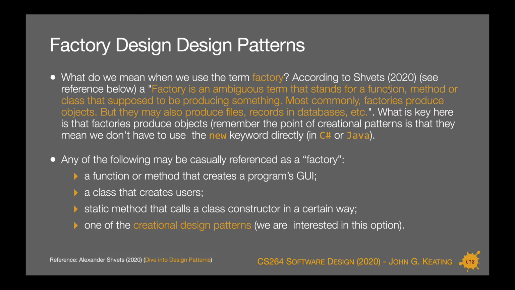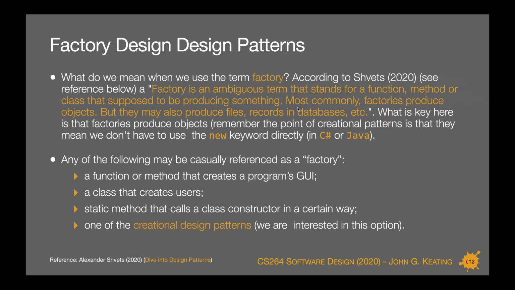So, what do we mean when we use the term factory? According to our textbook, and you can see the full reference below, a factory is an ambiguous term that stands for a function, method, or class that's supposed to be producing something. Most common factories produce objects, but they can also produce files, records in databases, etc. What is key here really is that factories produce objects. And remember, the point of the creational patterns is that they mean we don't have to use the new keyword directly, in C# or Java.